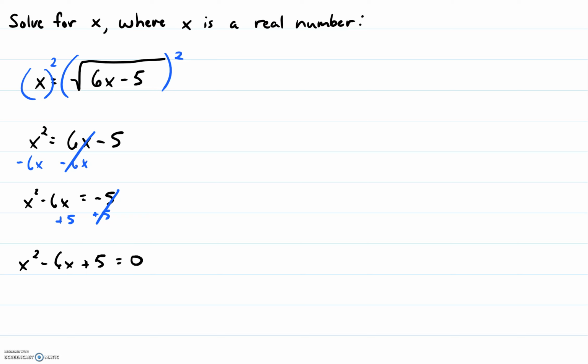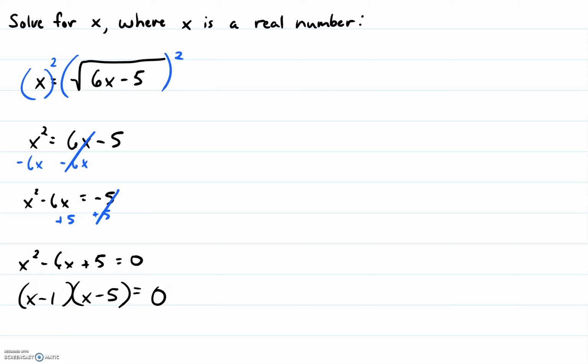And so now we want to look at how we can factor the x squared minus 6x plus 5. Looking at our factors of 5, we have 5 and 1, and 5 and 1 do combine to give us a 6, so we're going to have x minus 1 and x minus 5. Because negative 1 minus 5 gives us negative 6, and negative 1 times negative 5 gives us positive 5.